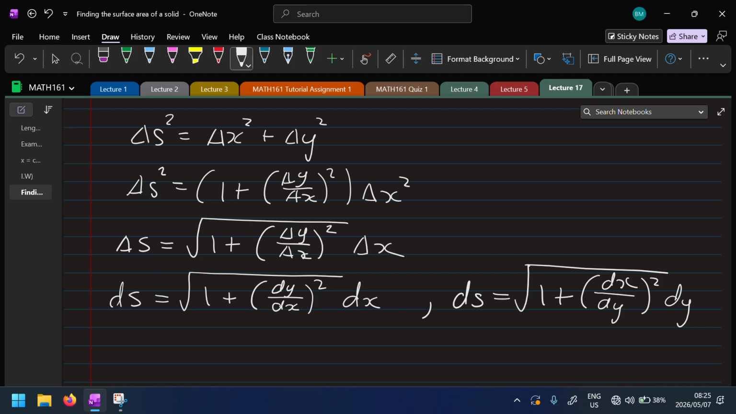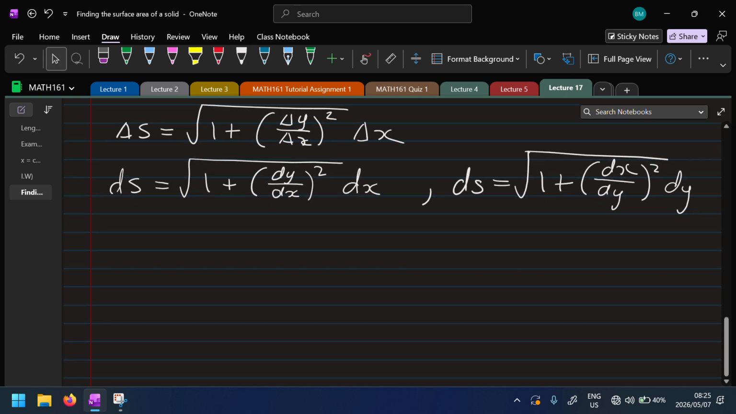Okay. Where'd my page go for the examples? Okay. So let's do one example. It's pretty easy. So examples.